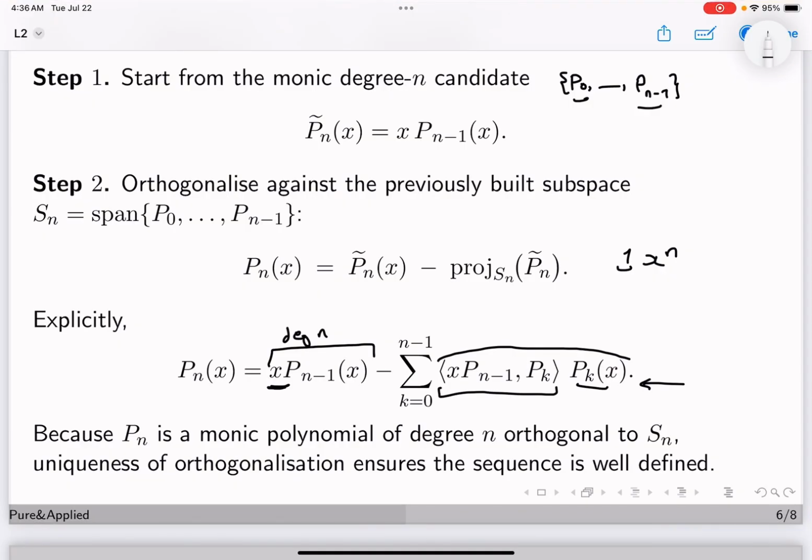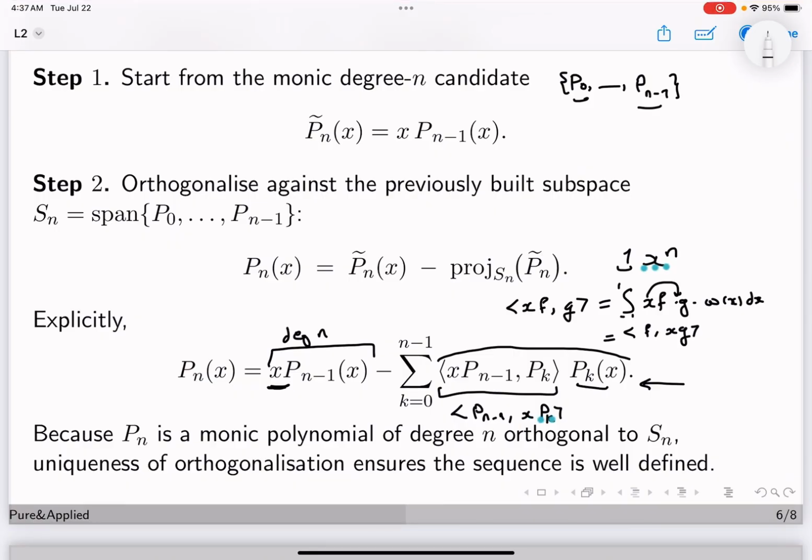And we can easily see here, by definition, notice if we have x times f inner product with g, this is the integral of x f times g times w of x dx. But I can put the x near g, and thus this is the same as f inner product with x times g. In other words, you can observe that this term here is just Pn minus 1 inner product with x times Pk, like that.